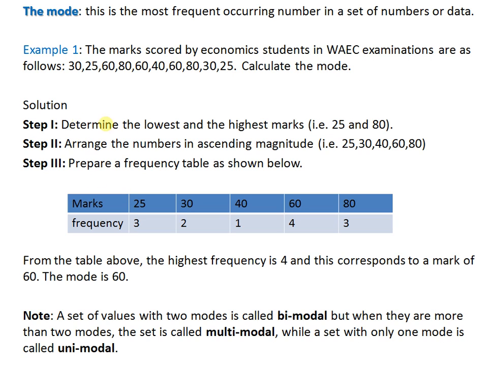The mode is simply the one that comes up most. You can see that there is 60 here, 60, 60. So 60 occurs 3 times. That makes it the mode. So if you arrange the frequencies, the one that has the highest frequency is the mode. So that is it for these calculations.